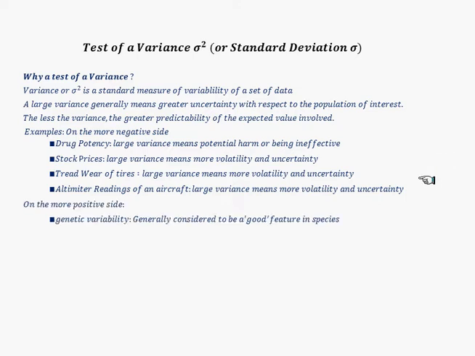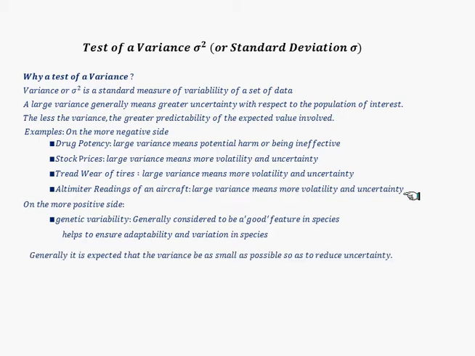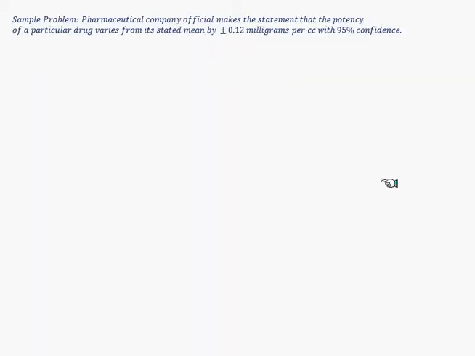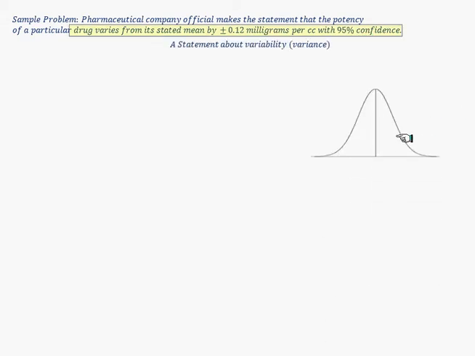On the positive side, genetic variability tends to be considered a good feature as it tends to ensure adaptability and variation of species. And so we're going to look at an example in the pharmaceutical industry where a company official states that the potency of its drug varies from its stated mean by plus or minus 0.12 milligrams per cc with 95% confidence. And that becomes the test we're going to carry out.